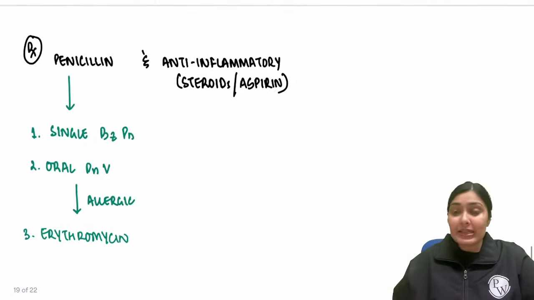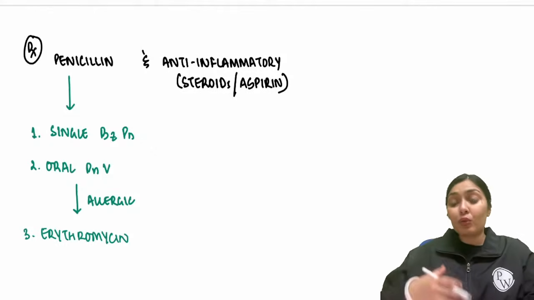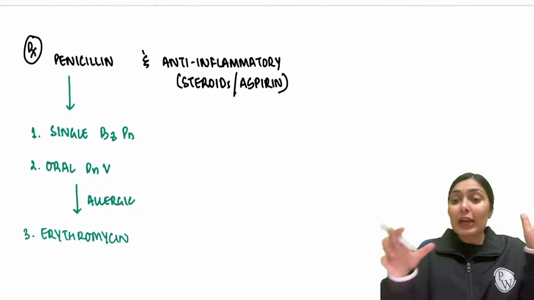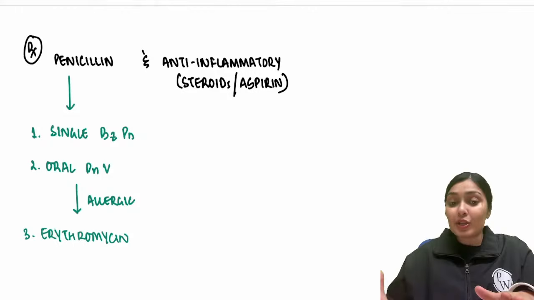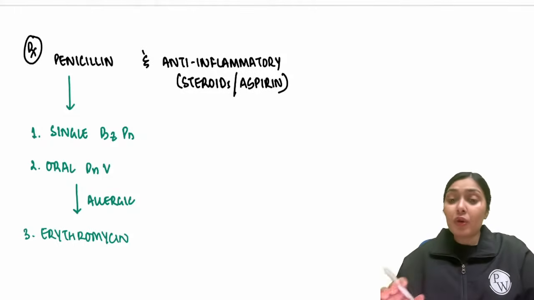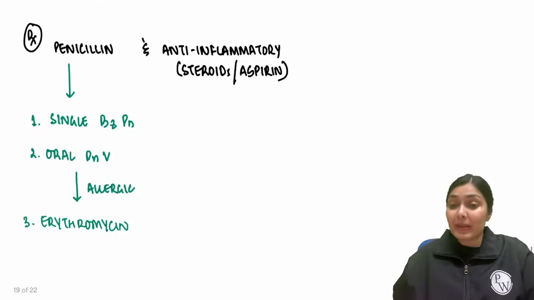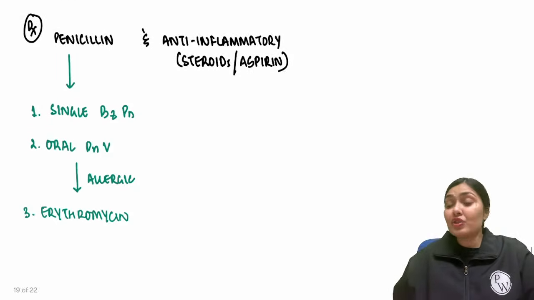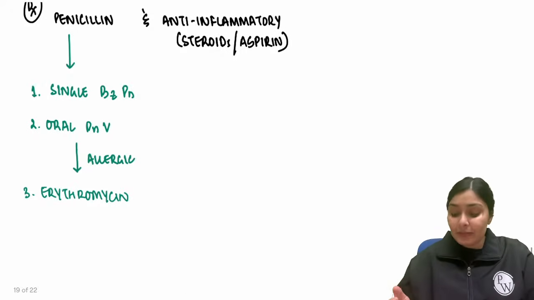How will you treat? This is happening post-infection. Firstly, you have to give antibiotic like penicillin so that no further antibodies are formed. And to prevent inflammation, I will need anti-inflammatory drugs like steroids, aspirin. So firstly, we are going to give penicillin. We can either give a single dose of benzathine penicillin, or if the child does not want a single injection, we can go for oral penicillin, penicillin V.